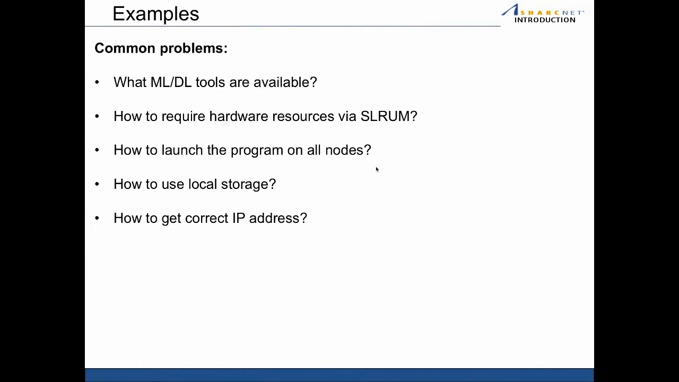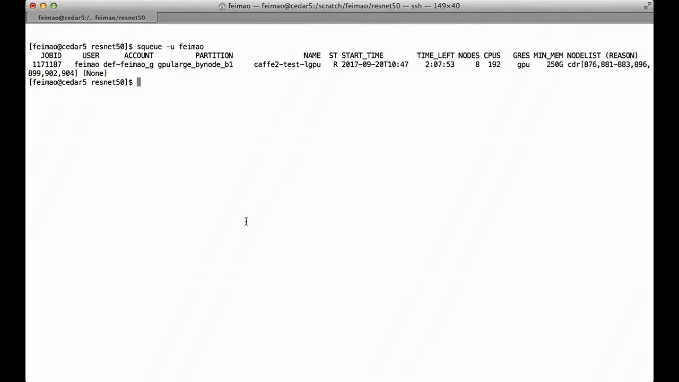In the example, I will show you how to request hardware resources using Slurm, and how to launch the program on all nodes. If it's an MPI job, it's very easy because MPI handles all this. But Caffe2, like TensorFlow by default, is not MPI supported, so you need to find a way to launch the program on each node. Also, I will show you how to use the local storage and how to get the correct IP address. The example I want to show you here is Caffe2.